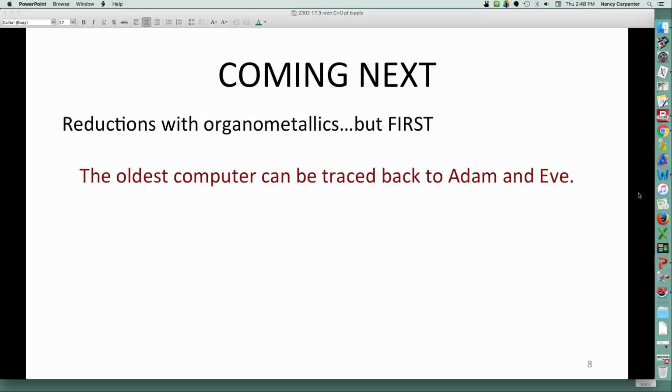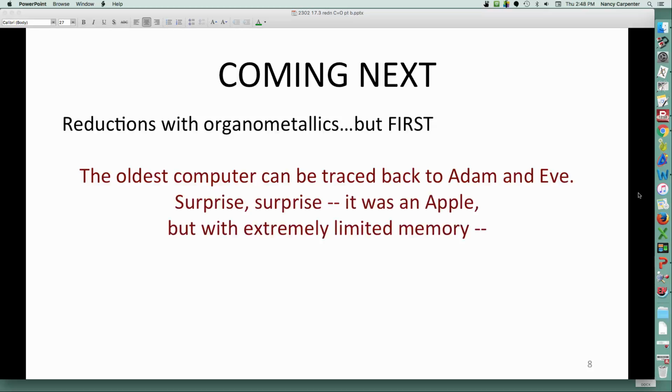But first, here's an interesting fact. The oldest computer can be traced all the way back to Adam and Eve. Sure, it was an apple. Very limited memory. Just one byte. And then everything crashed. All right, that's it for hydrides.